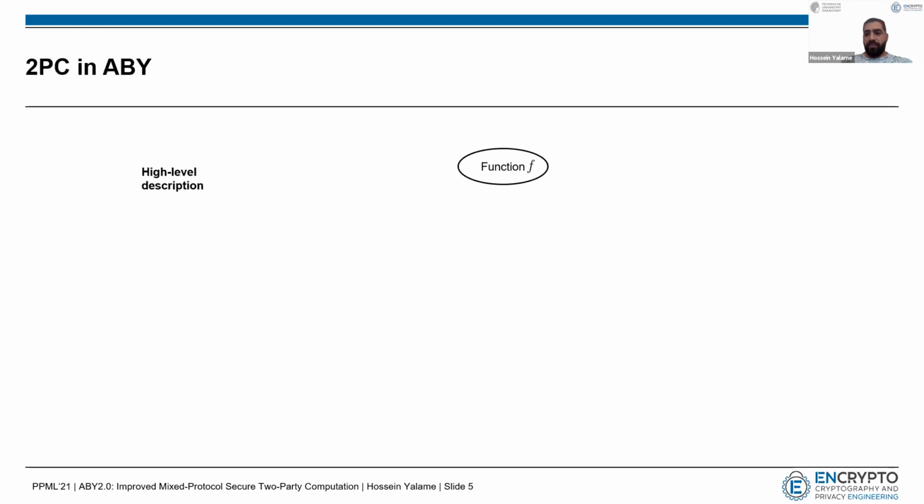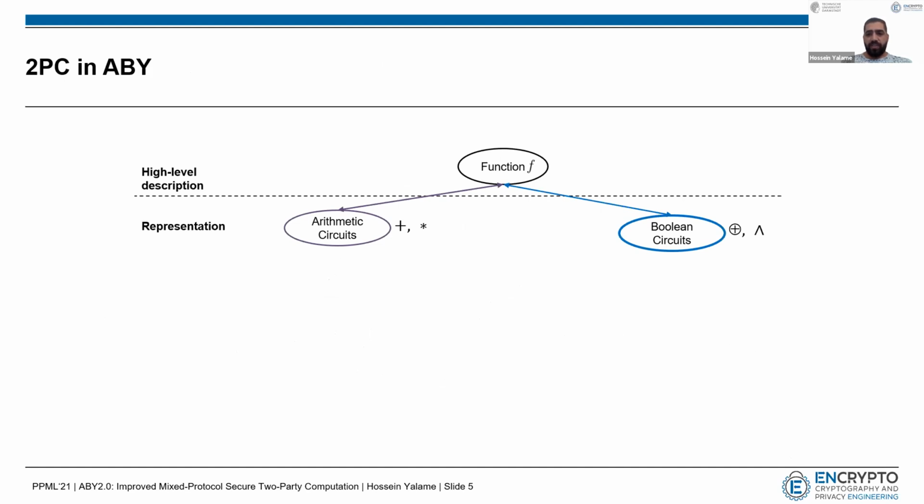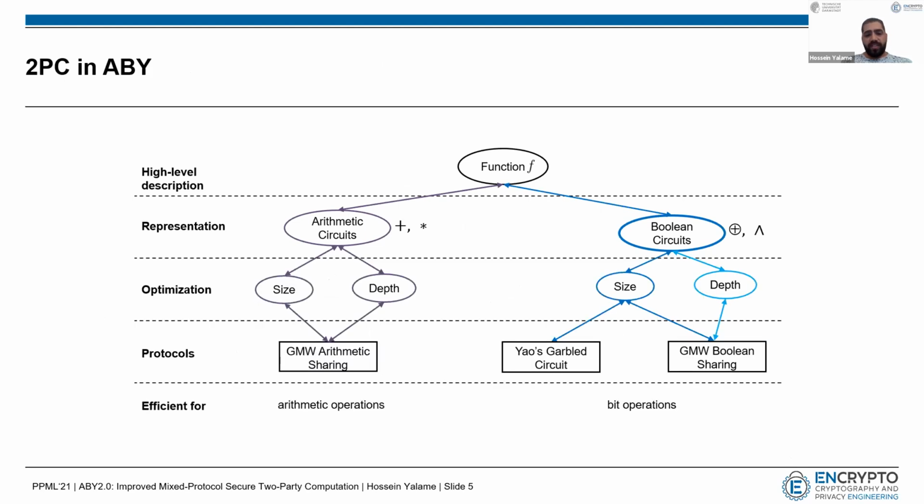At a high level, in ABY, we have some high level functions, and then each function should be represented as a Boolean circuit or arithmetic circuit. And then for each circuit, we can use different protocols. For example, for arithmetic circuits, we can use GMW arithmetic sharing. And for Boolean circuits, we can use Yao's garbled circuits or GMW Boolean sharing. In this work, in ABY2, we designed new arithmetic sharing, new Boolean sharing, and also we designed new depth optimized Boolean circuits for all new protocols.